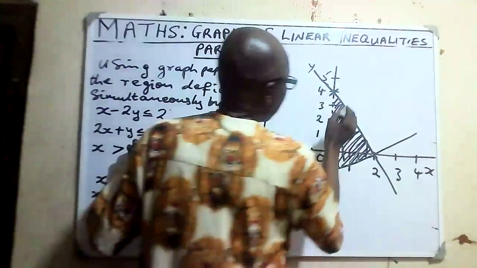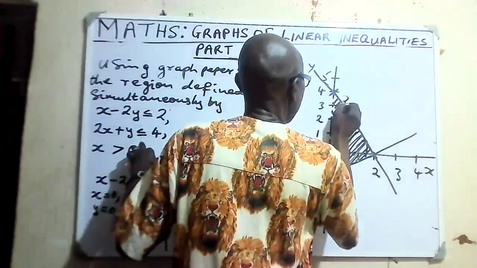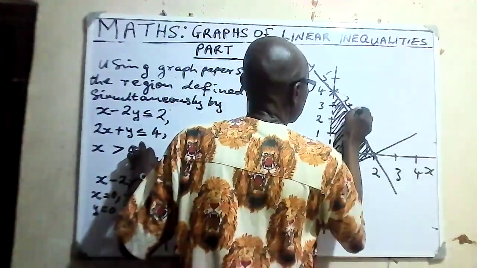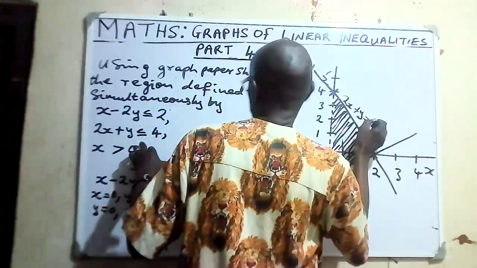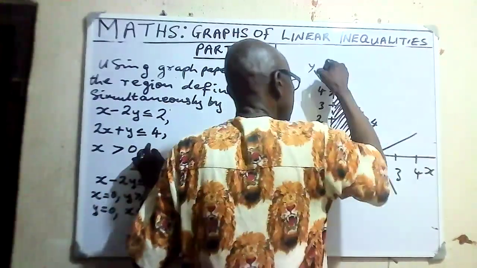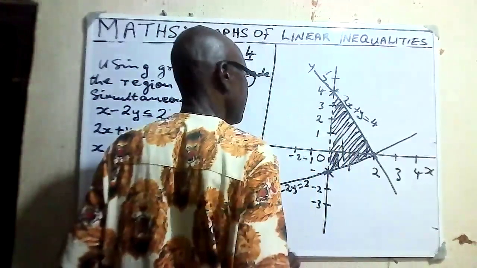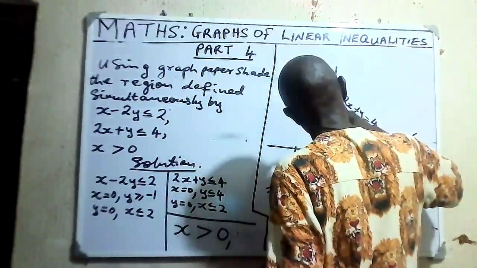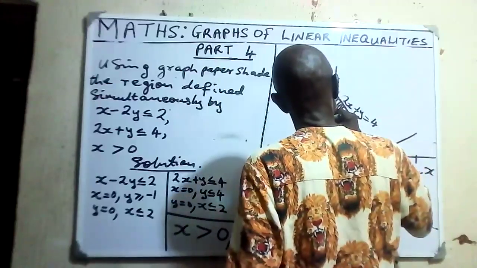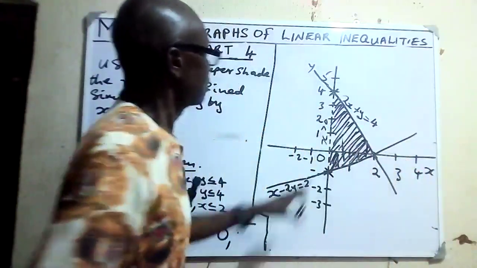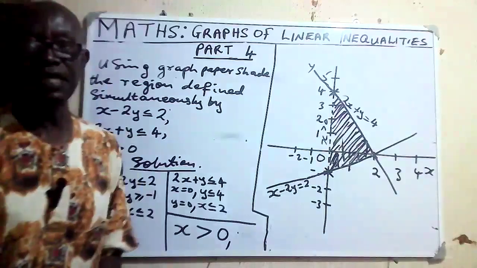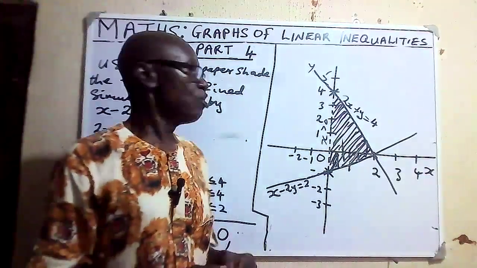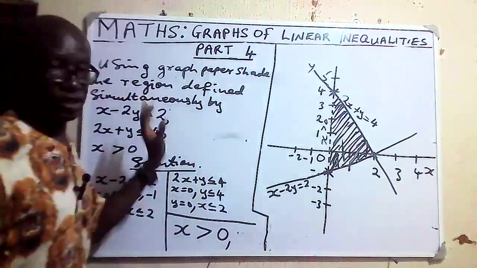Again, you have to write this 2x plus y is equal to 4 on this line. And again, here you have x is greater than 0 on this line. So this is the required region. And that's the end of this question.